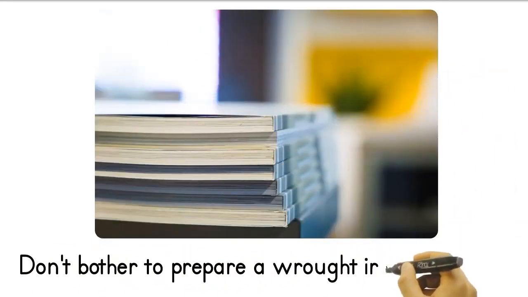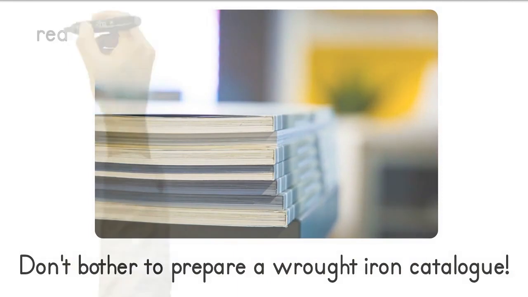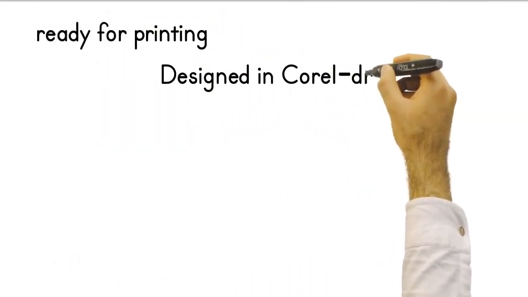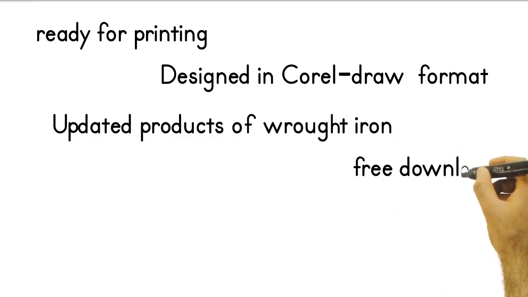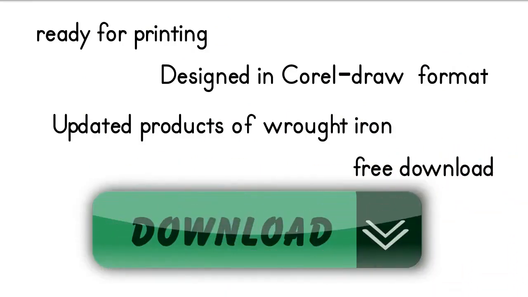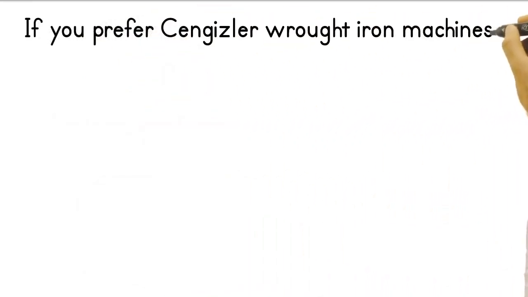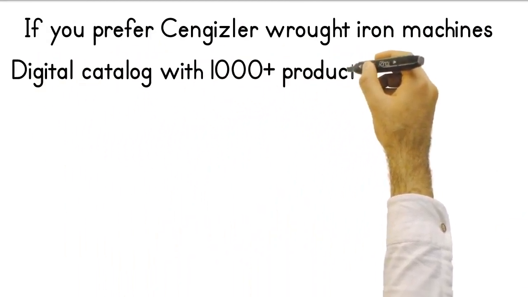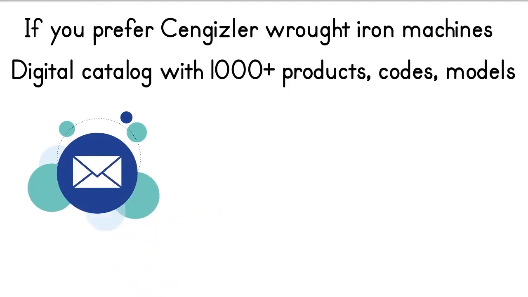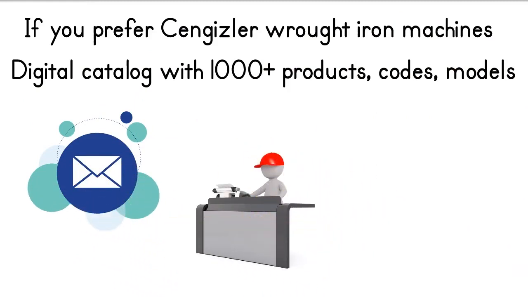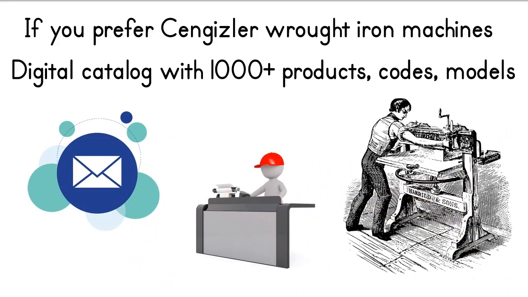Do not bother for months to prepare the wrought iron catalog that you will present to your customers. You can get the current wrought iron products catalog prepared in Corel Draw format, which you can print immediately at the printing house. When you choose Sengisler wrought iron machines, the digital catalog design file containing 1000 plus products, codes and models will be sent to you via email. All you have to do is make the cover design you want.